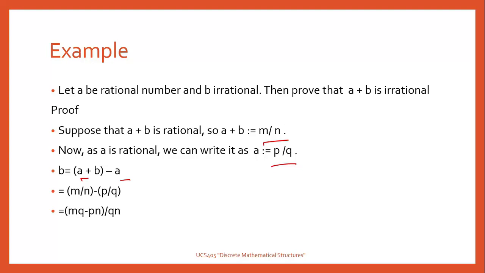Now this term is an integer, this term is also an integer, because m, n, p, q all are integers. So integer by integer is a rational number. Hence we have proved that b is rational, which is a contradiction, because it is given that b is irrational. Hence our assumption is wrong. So we can say that a plus b is not rational, or it is irrational.